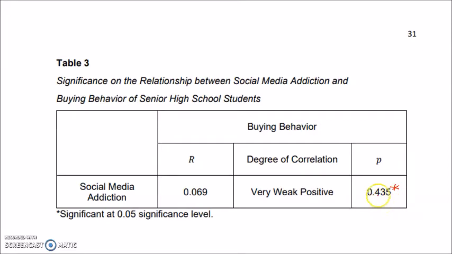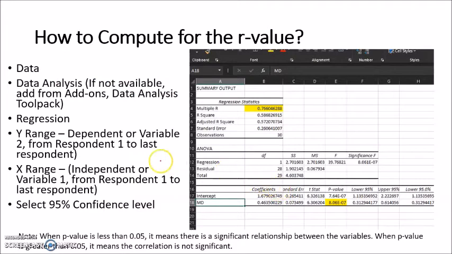Okay? So, what are we going to look at or what are we going to compute for this value? We have here, etong kailangan natin, this value and this P value. And based on the R value here, we can identify the degree of correlation, which we are going to base on another table, the table of correlation. Mamaya ipapakita ko.